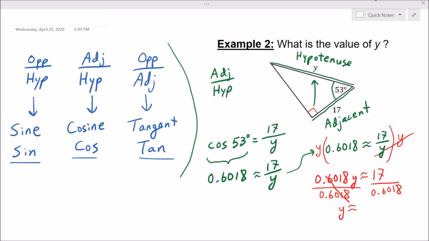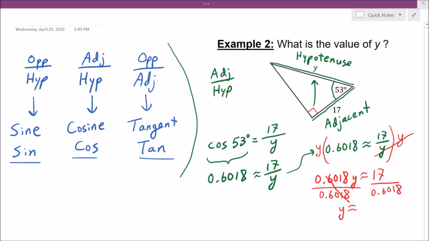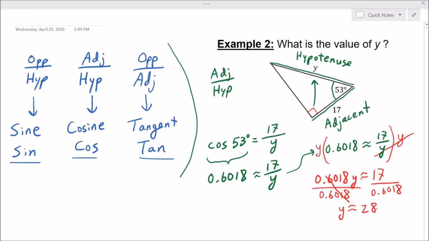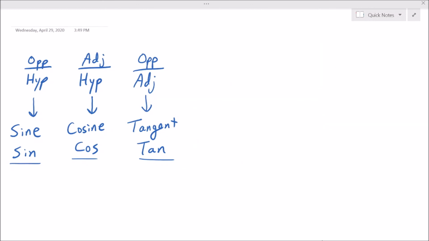And then on the right side, just plug that in your calculator. What is 17 divided by that weird number? You should have gotten something close to 28.2486. And that's the value of y. That's our final answer. That's side length. So that's the only type of problem we'll be covering in this lesson, but I think you've seen that it's super important that we know these ratios here, right?